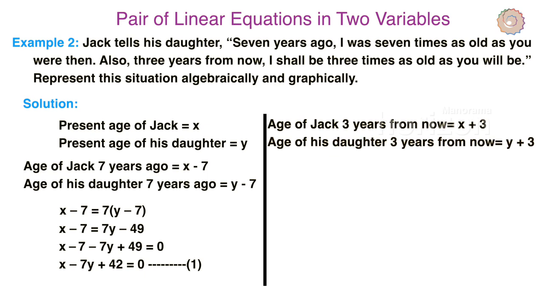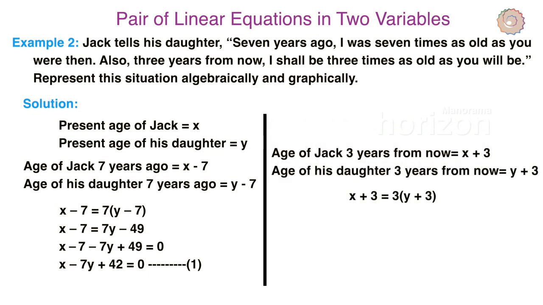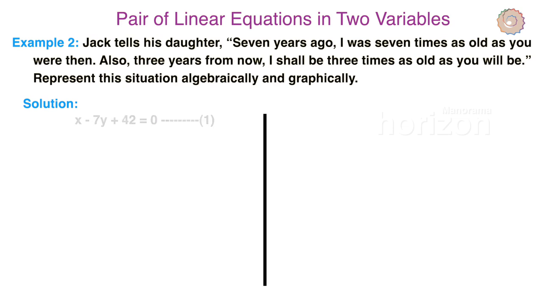3 years from now, their respective ages will be x plus 3 and y plus 3. Then x plus 3 equals 3 into y plus 3. Converting it to standard form, we get x minus 3y minus 6 equal to 0. Let's consider this as equation 2. So, equations 1 and 2 are the algebraic representation. Now, let's represent this graphically.